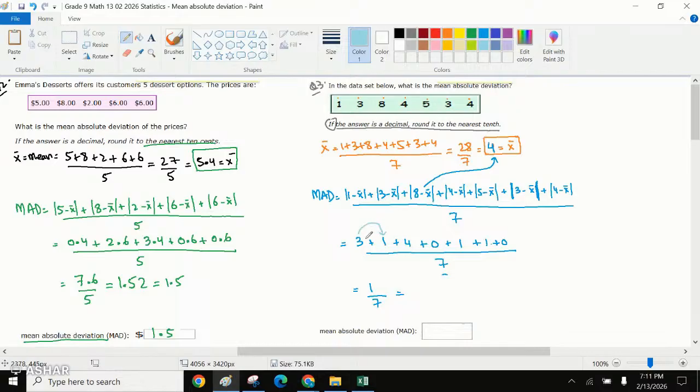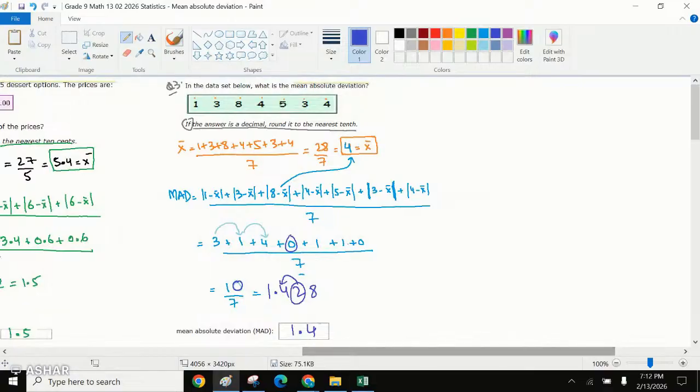Thank you for correcting. 3 plus 1 is 4. 4 plus... See, I took this as an 8. This was my mistake. One of the values I took it as a 10 divided by 7. That is 1.4. 1.428 will round down and it stays as 1.4. I took this as 8. Okay. Thank you for correcting.